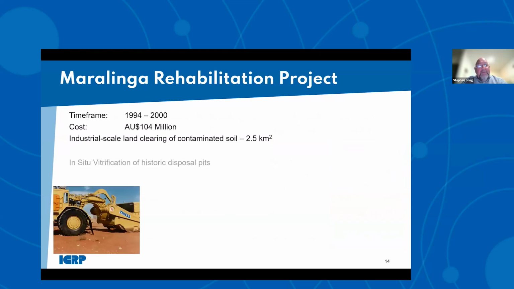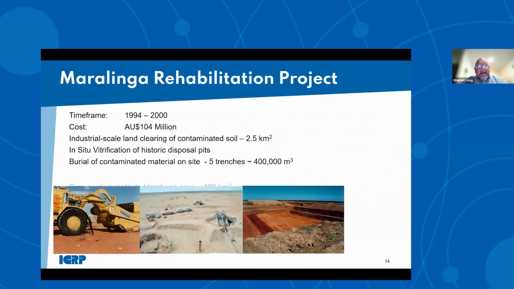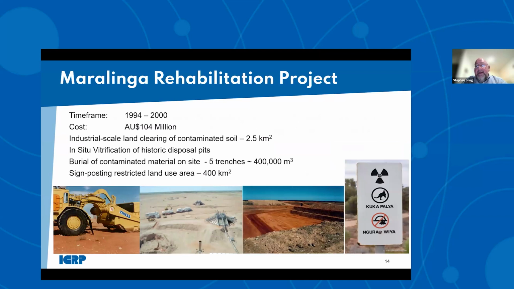The planning for the remediation program began in late 1994, and the program finished in 2000. It cost 104 million Australian dollars. It involved industrial scale land clearing of contaminated soil in a total area of 2.5 square kilometres. It involved in situ vitrification of historic disposal pits. That's where the British had buried highly contaminated objects in shallow pits.